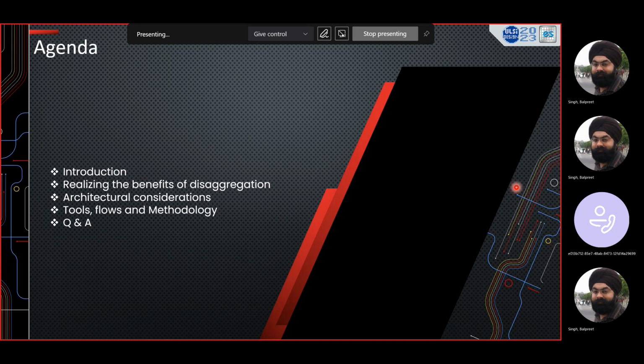Then we'll talk about how, since all of us are working on monolithic architecture, you really create an architecture which is disaggregation friendly, so we can do rapid prototyping and rapid development, and see the silicon in hand as quickly as possible.